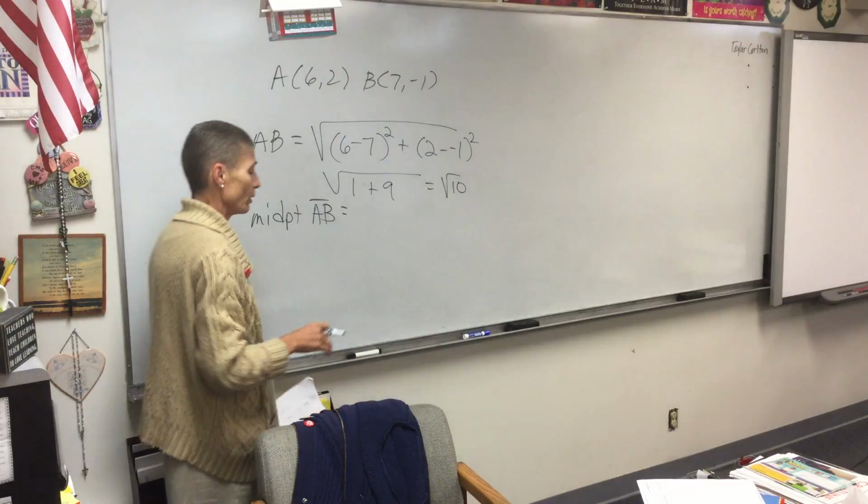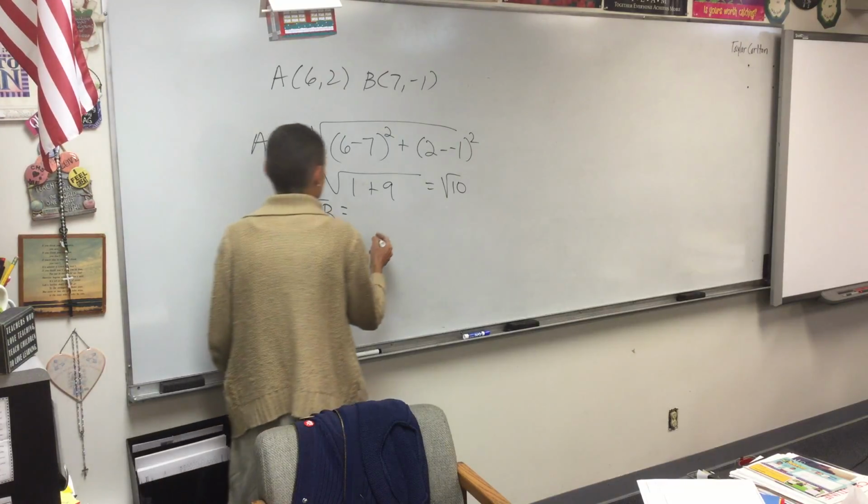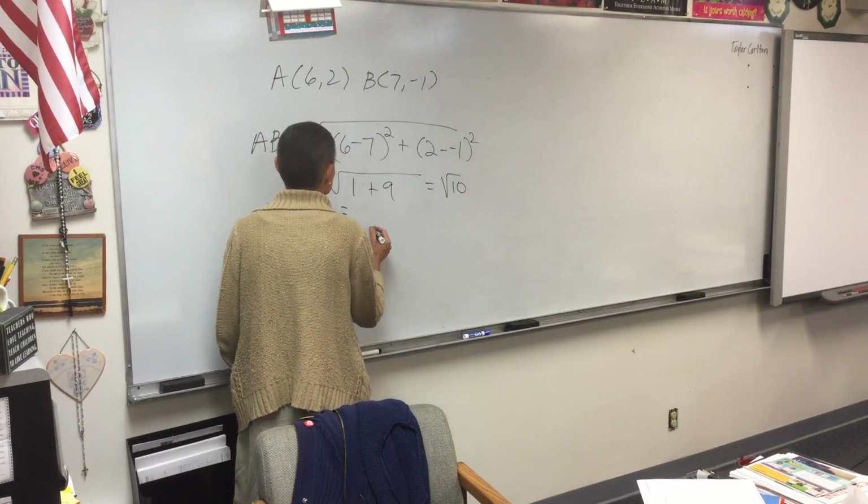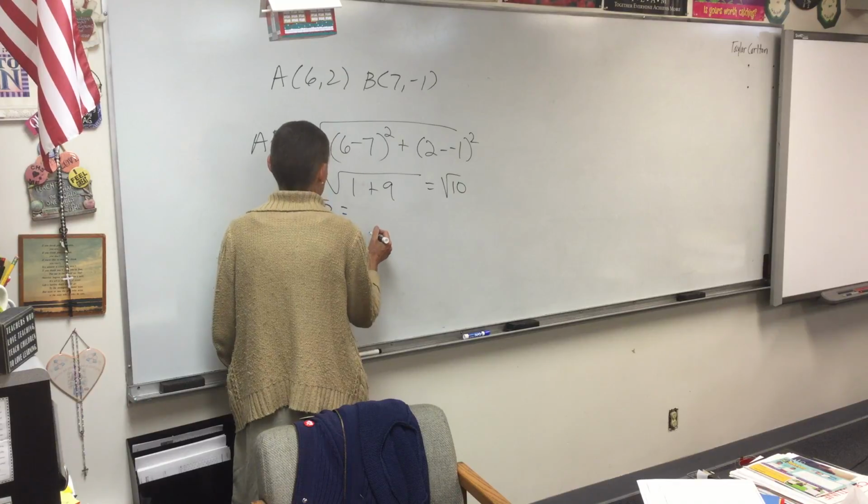So how does midpoint work? It'd be like -1 plus 2, and then it'd be over 2, and then that one would be 6 plus 7 over 2.